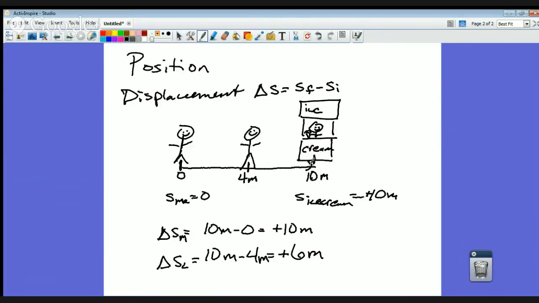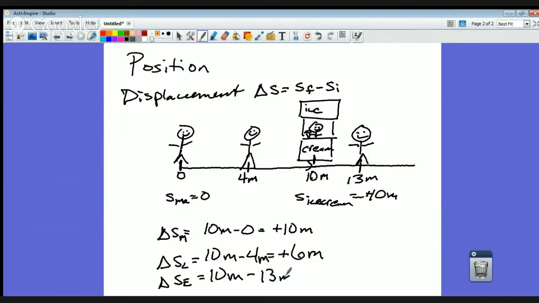There could be somebody else over on this side. So we'll put somebody else right here and say they're at 13 meters. So for that person, they're even luckier. They started out at 13 and they went to 10. So the final position was 10. The initial position was positive 13.